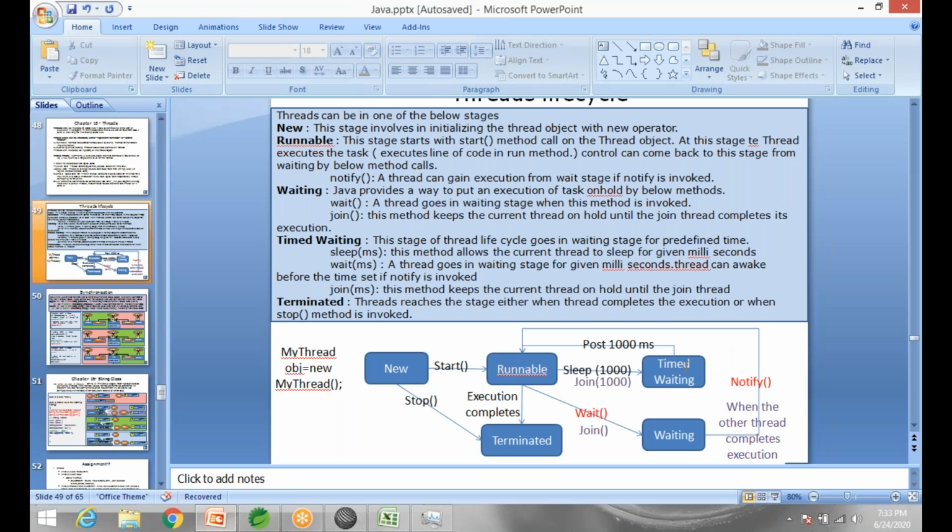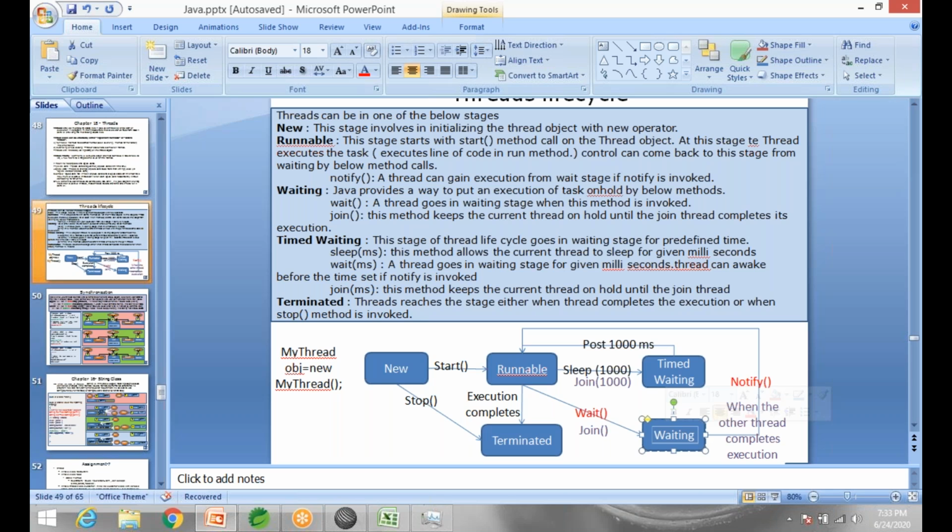Now there are two more stages in the middle, timed waiting and waiting. Let's have a look at that. So timed waiting is a fixed interval, whereas waiting is an unknown time, unknown waiting. Okay, let's take this with an example.